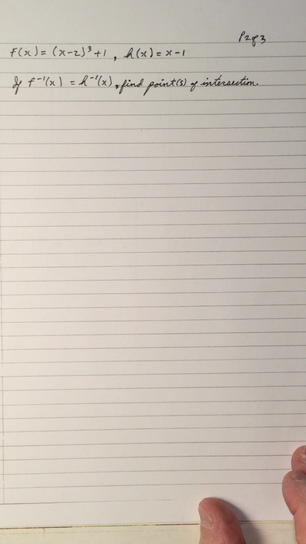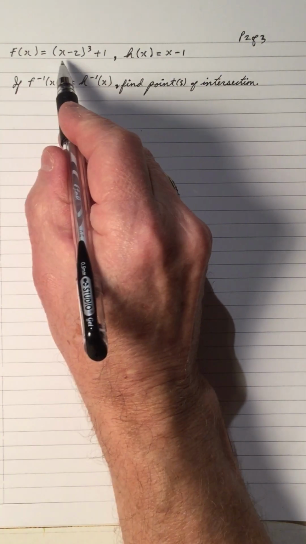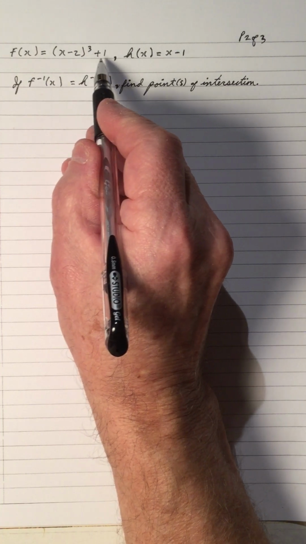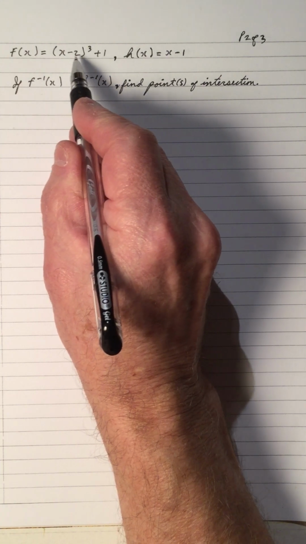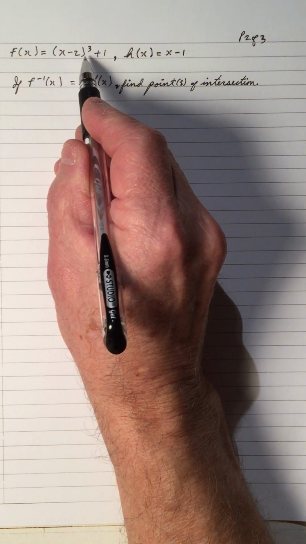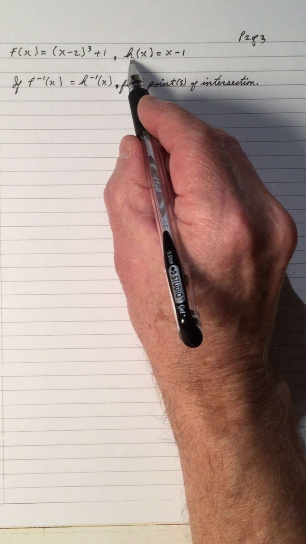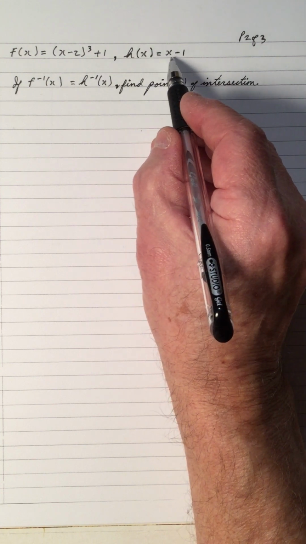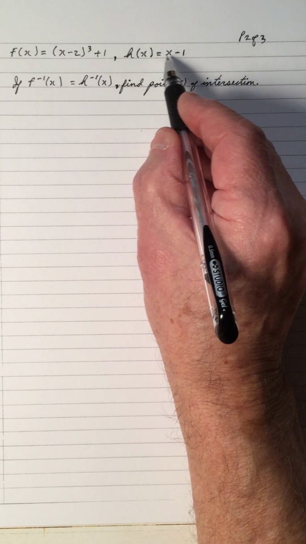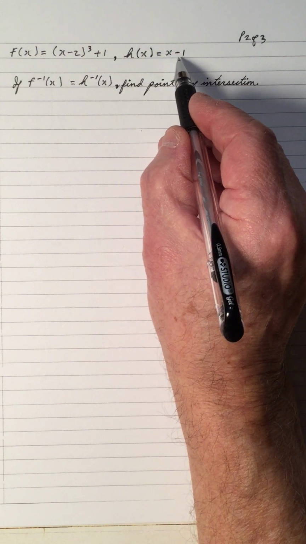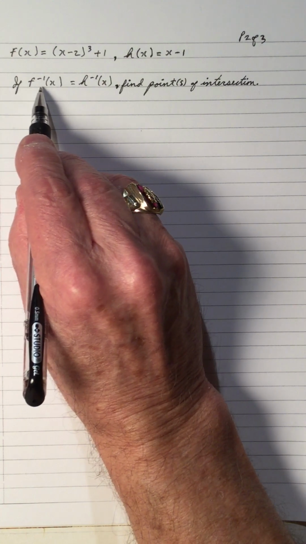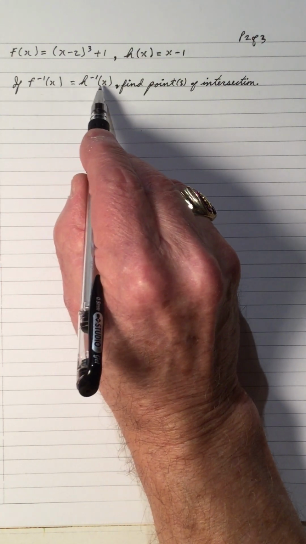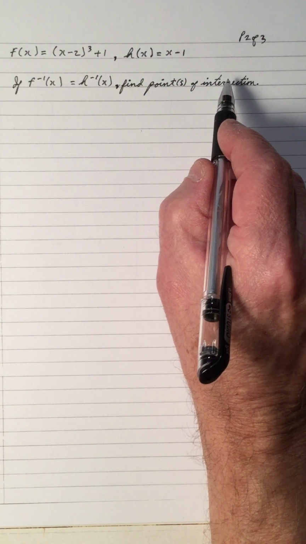This video has only one question and we will solve it. The f of x equals (x minus 2) all cubed plus 1, and that's a cubic equation. Again, the cubic equation is a sideways s. And h of x equals x minus 1, so that's a linear y equals mx plus b, a line. If f to the negative 1 and h to the negative 1 are equal, find the points of intersection.